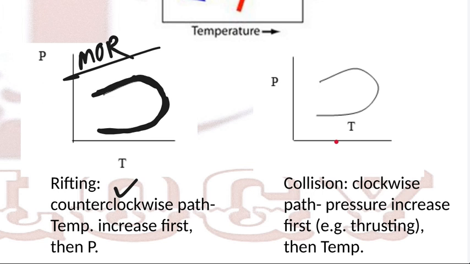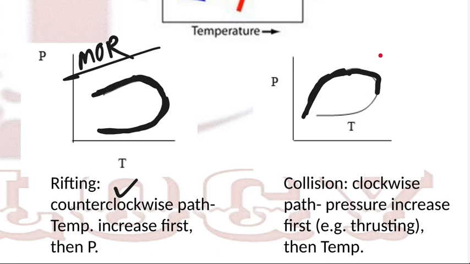Now, if we go to the collision area, the pressure will increase first. So this diagram will be like this. The pressure will increase first because there is subduction. Subduction creates a high amount of pressure. This is a high pressure, low temperature area, whereas the mid-oceanic ridge is a high temperature, low pressure area. So pressure will increase first, as the subduction process occurs. Then pressure will decrease.